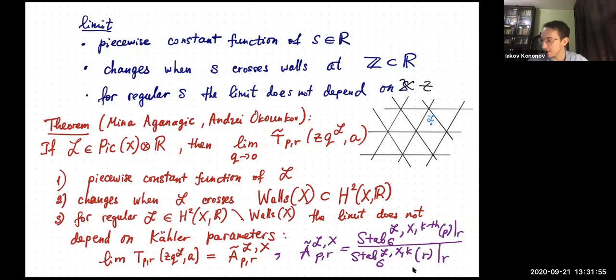And for regular values of the slope, the limit does not depend on Kähler parameters and gives us K-theoretic stable envelopes of the slope corresponding to the line bundle L in the same normalization, so that we have one on diagonals.